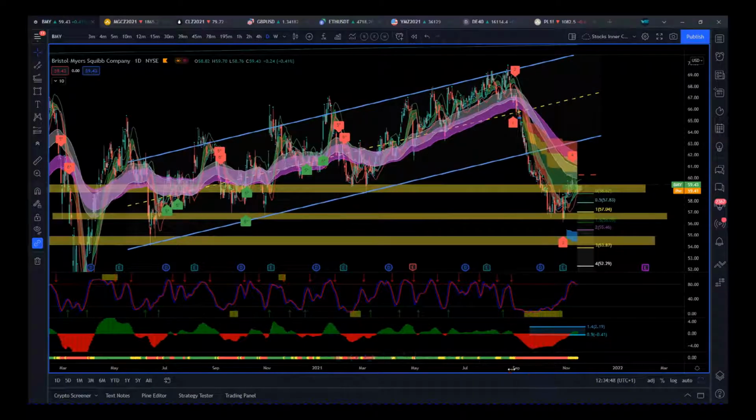A lot of people just presume that Elliott Wave and swing trading is just for long trades, but it's actually for short trades as well, especially when we've had a big move out of a longer term trend like we have on BMY here. This is on the daily time frame.